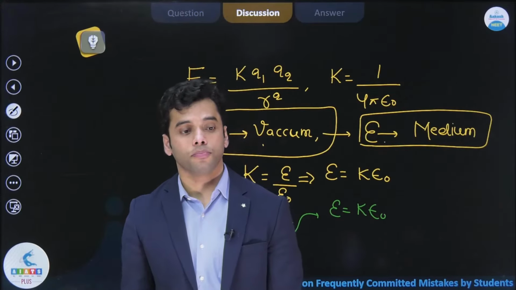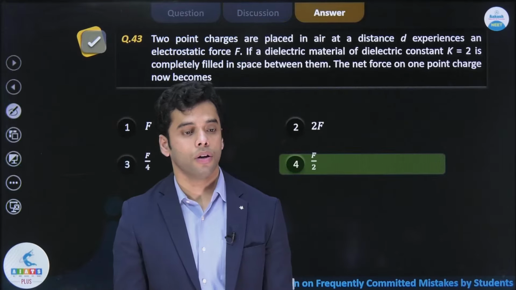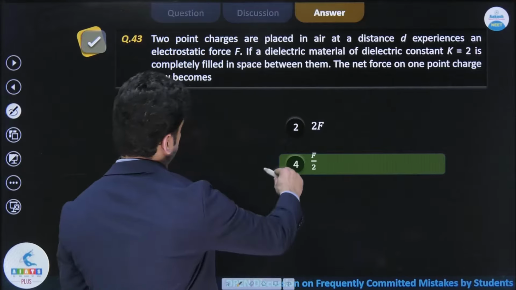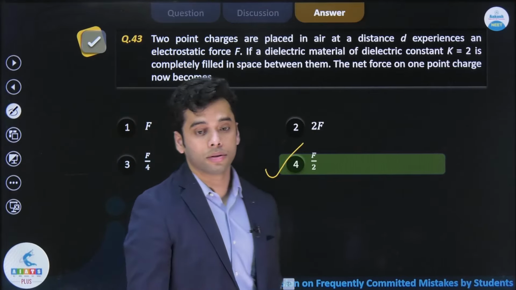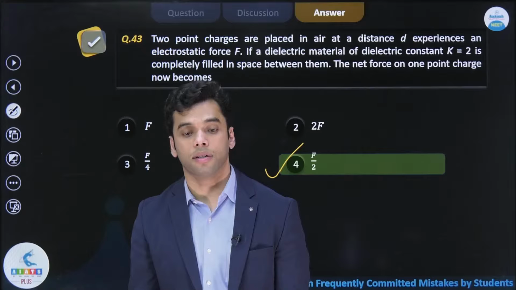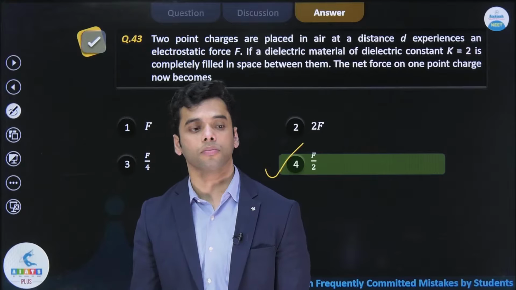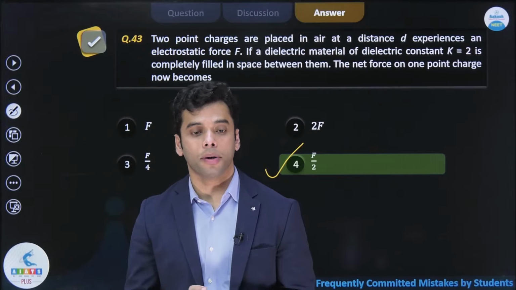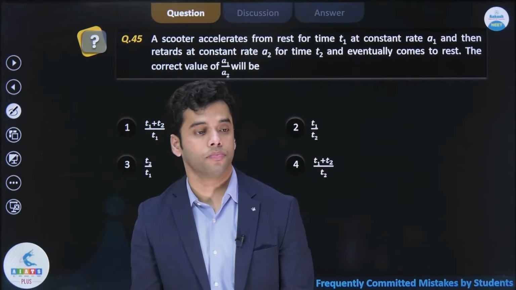कोई डाउट? ओके, ऑप्शन 4 इज द करेक्ट आंसर. एनी डाउट? रविश मलिक ने सही आंसर दिया है बेटा, गुड. कोई डाउट है बेटा किसी को? नहीं है तो आगे बढ़ते हैं.